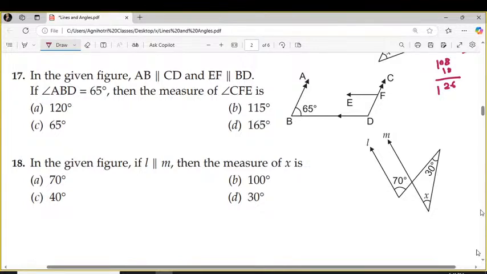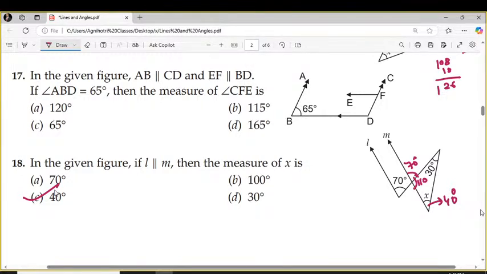Sir, this one I think the answer should be 115, B. Okay, L is parallel to M, it is mentioned here. That's why if this is 70, this needs to be 70, and this needs to be 110, and this is 140, that's why x is 140. It's 40, Kabir.